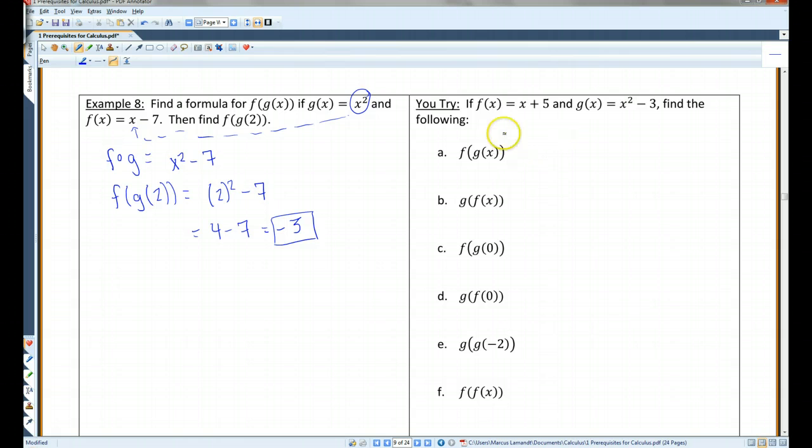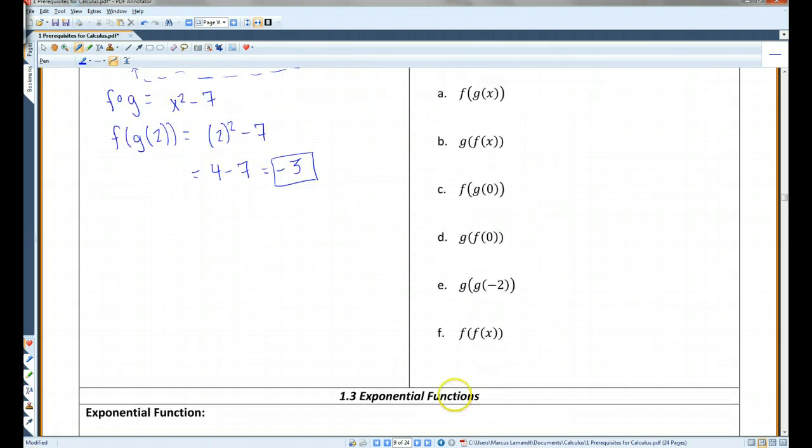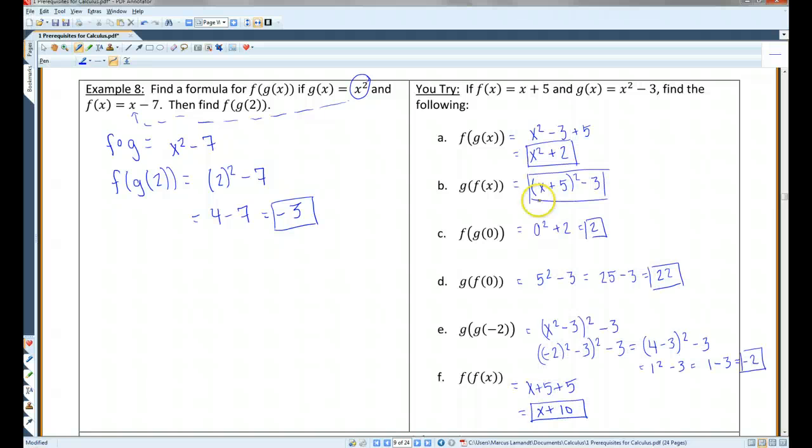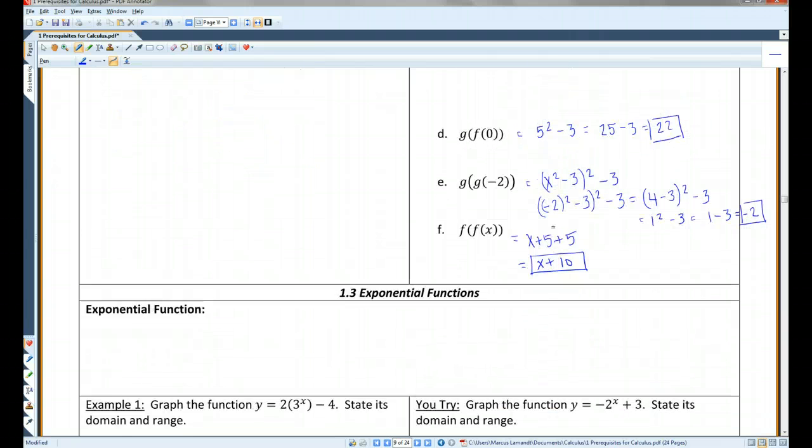Okay? Alright, you guys try these, and then when you think you have them all, hit play. Alright, these are the answers you guys should have gotten. Feel free to pause here and look over these if you need a little bit more time. And that's all.